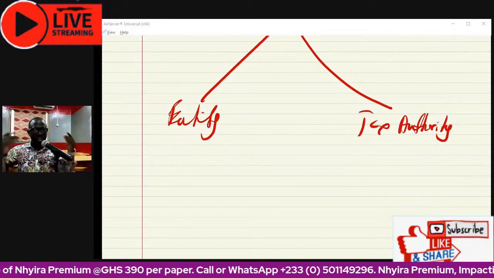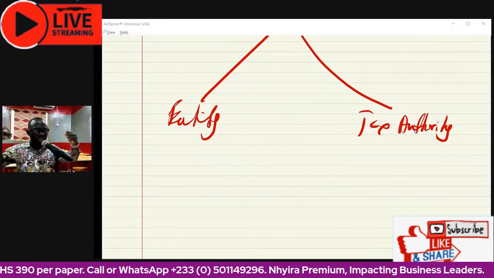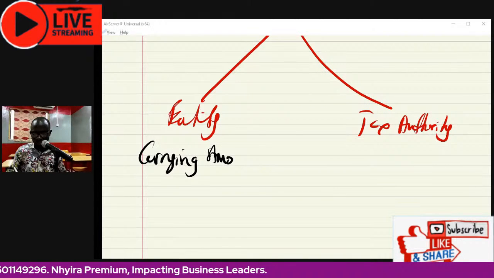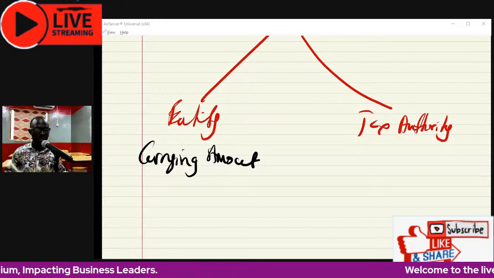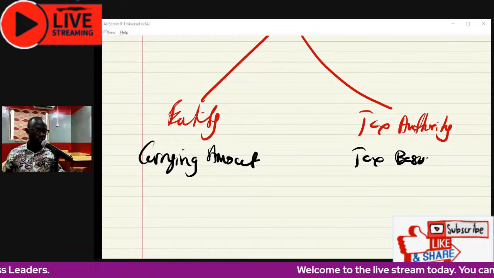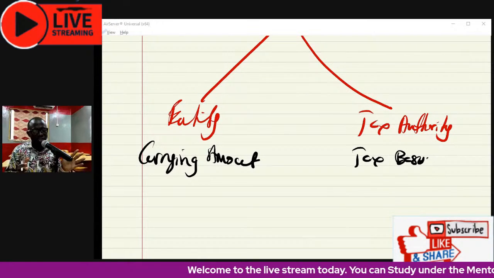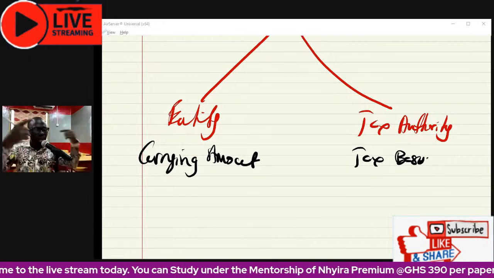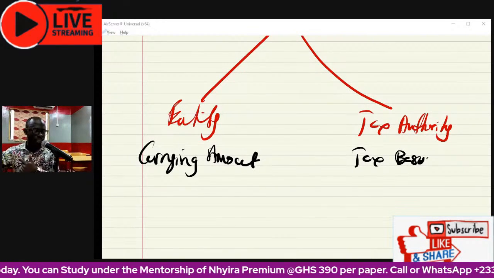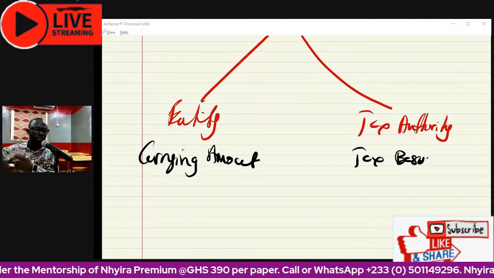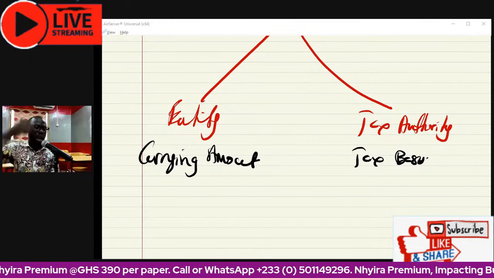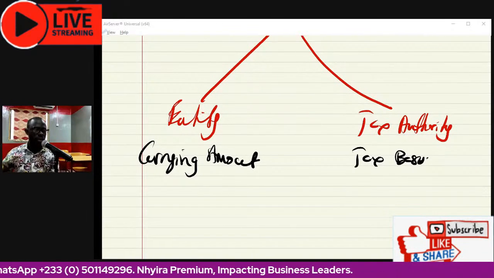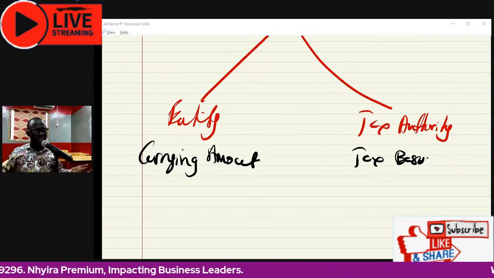It means that deferred tax arises due to the differences between the carrying amount of the transaction and the tax base of the transaction. Very simple. So the carrying amount of the transaction is how the entity is carrying the assets in its financial statement, how the entity is recognizing the liabilities in its financial statement, and the tax base is the amount attributable to an item or event for tax purposes. For tax purposes. Why is this so?